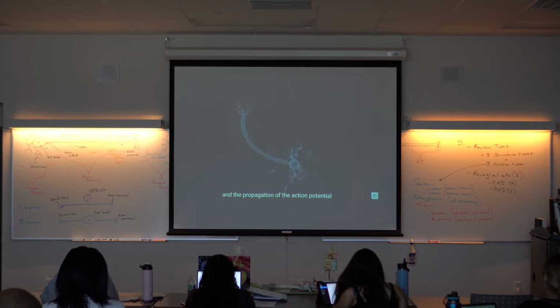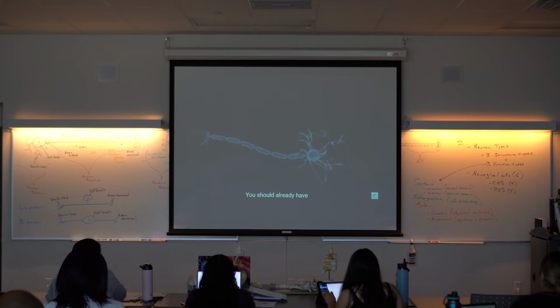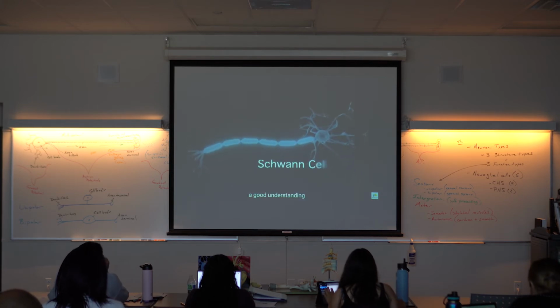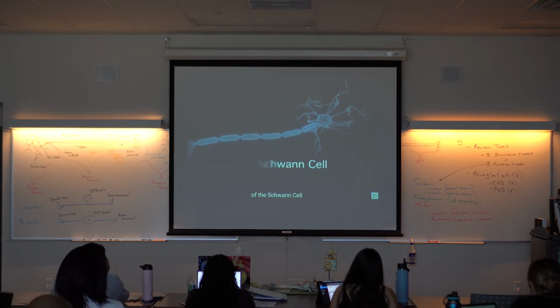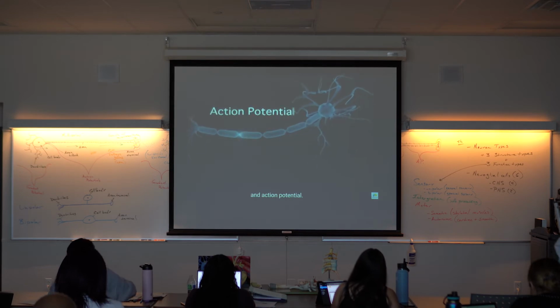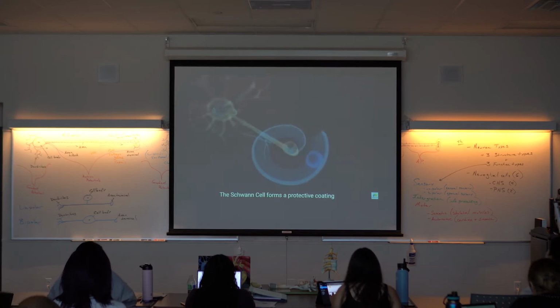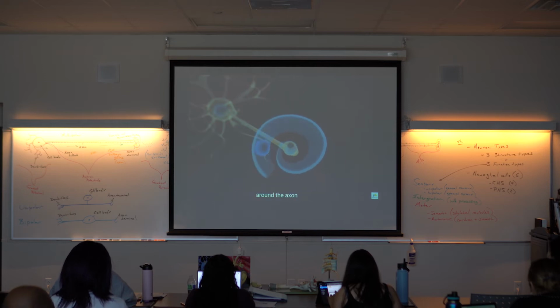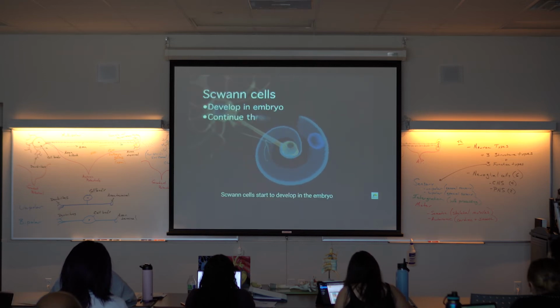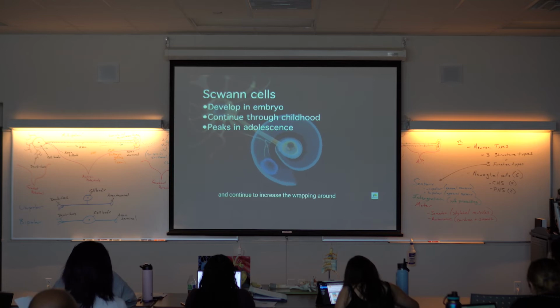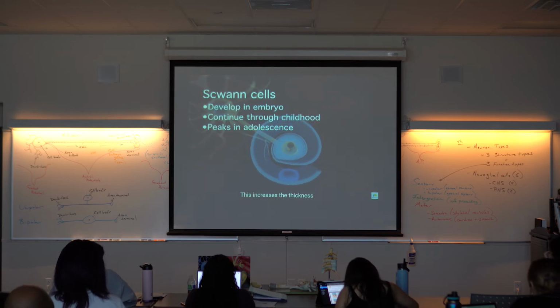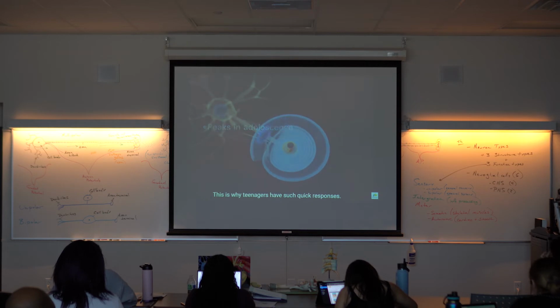The propagation of the action potential along a myelinated axon. This multimedia presentation will be most helpful if you already have a good understanding of the Schwann cell and the electrochemical process of the neuron, called the action potential. The Schwann cell forms a protective covering around the axon. Schwann cells start to develop in the embryo and continue to increase the wrapping around the axon through childhood. This development increases the thickness of the wrappings, which peaks in adolescence. This is why teenagers have such quick responses.